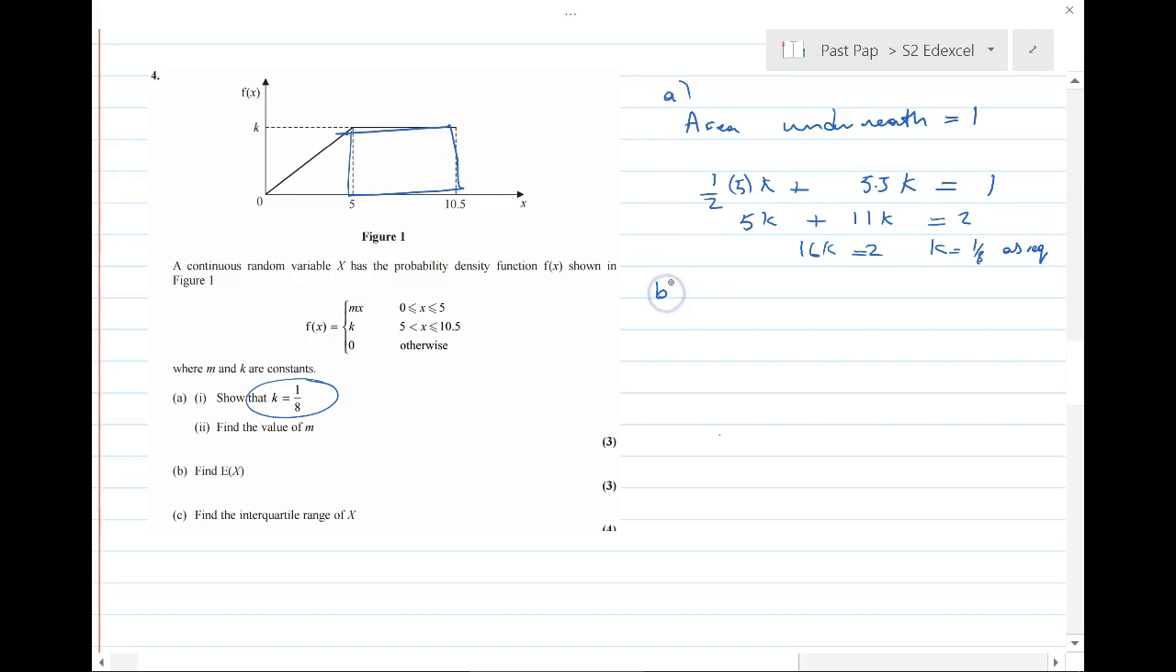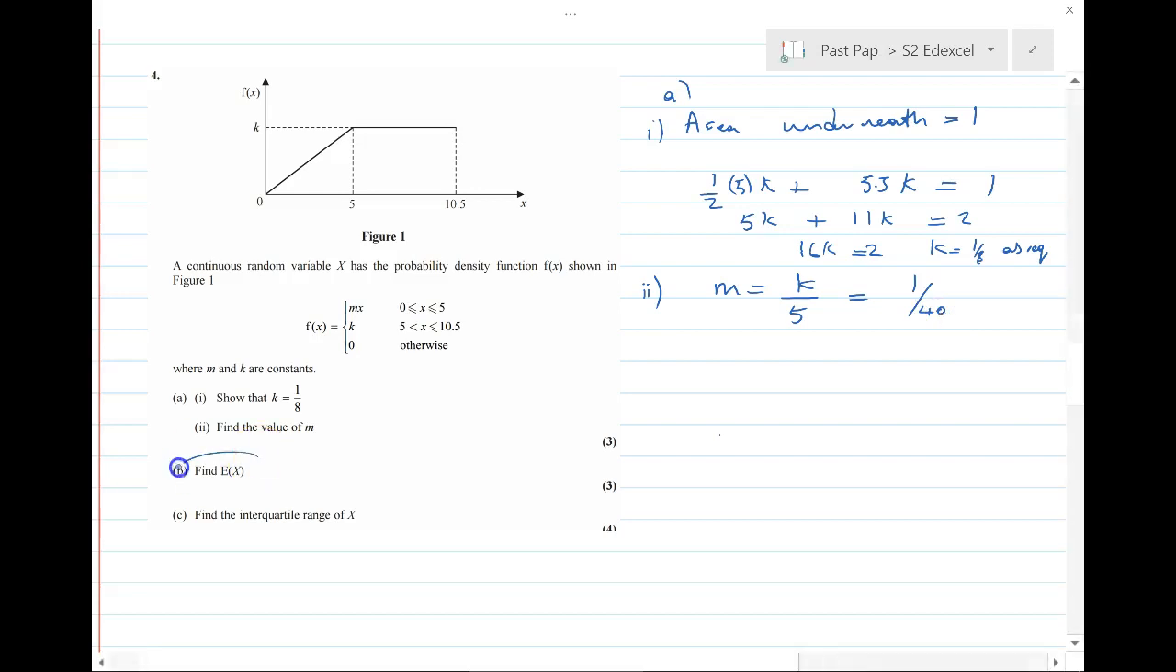Okay, part B, oh it's not, it's part A2. Okay, so for part A2, well now we can just work out the gradient of this. Now we know what this is. So m is equal to k divided by 5, which is equal to 1 over 40. Okay.